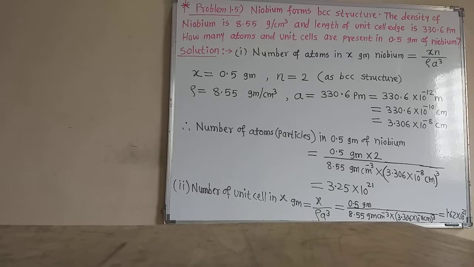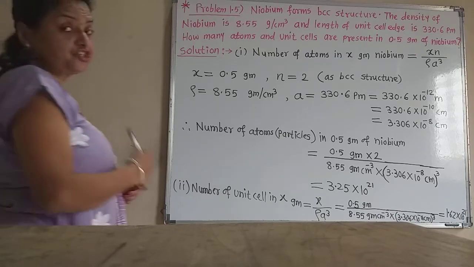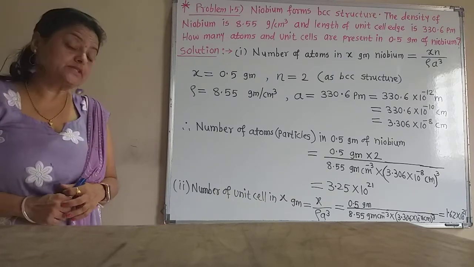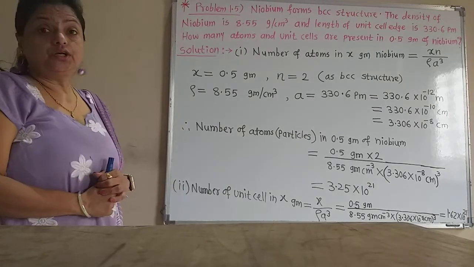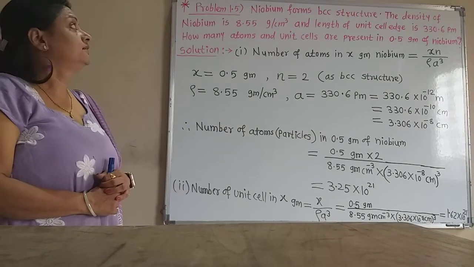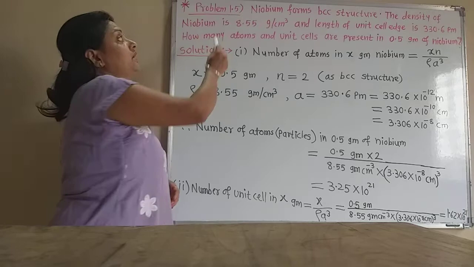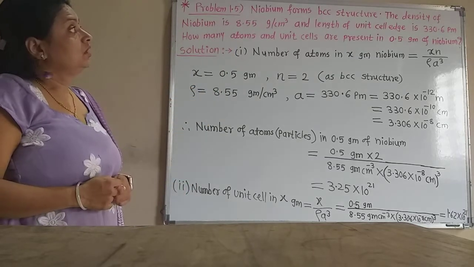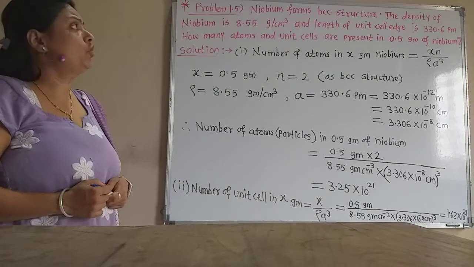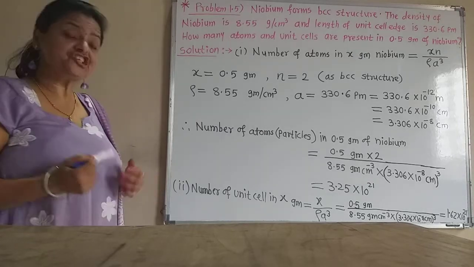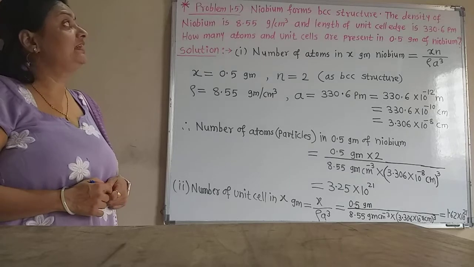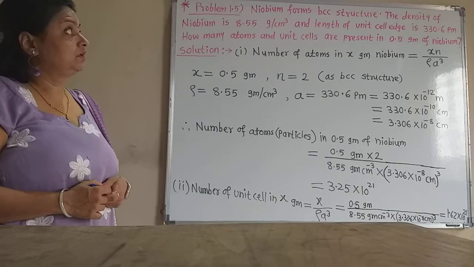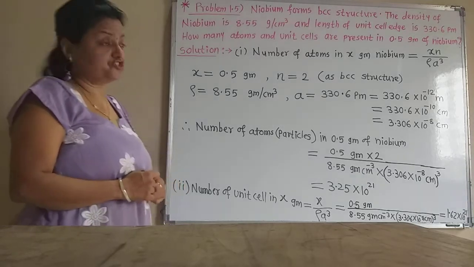Now pay attention, students, again on the blackboard. Such types of numericals or problems are always asked in the board examination. Now we first learn problem number 1.5. Niobium, that is the metal, forms a BCC structure, that is, body centered cubic unit cells are present in the niobium metal. So niobium forms a BCC structure.